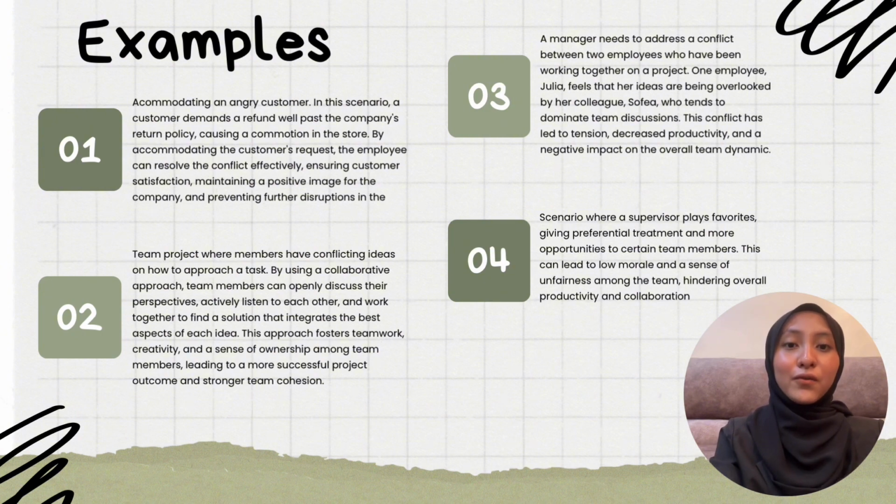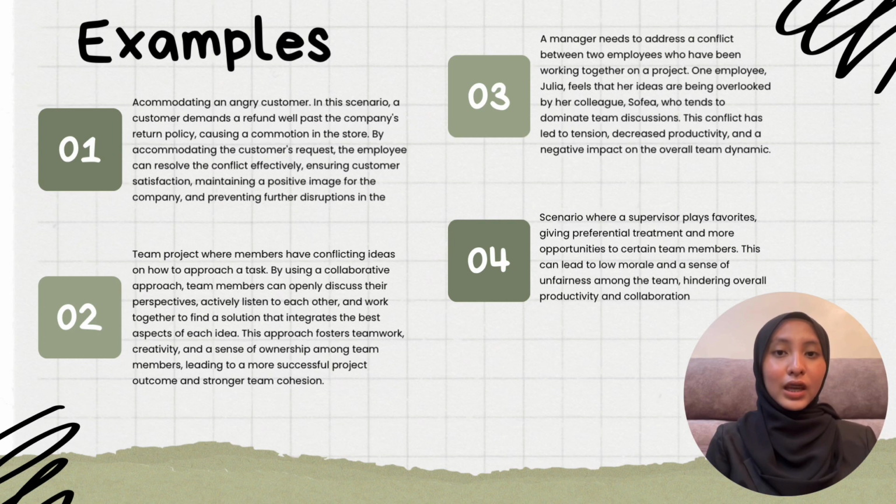Another example of conflict management in an organization setting is when a manager needs to address a conflict between two employees who have been working together on a project. One employee, Julia, feels that her ideas are being overlooked by her colleague, Sophia, who tends to dominate team discussion. This conflict has led to tension, decreased productivity, and a negative impact on the overall team dynamic. To manage this conflict effectively, the manager can take the following steps.